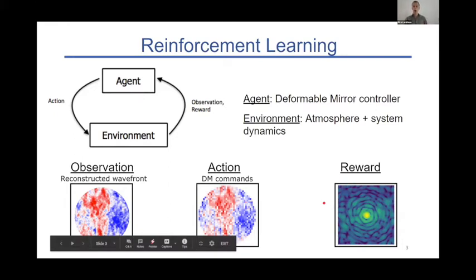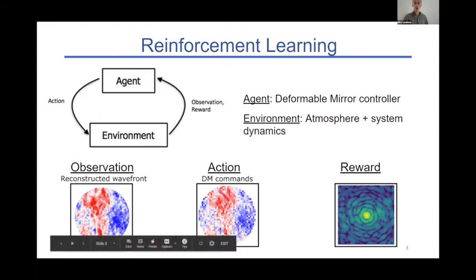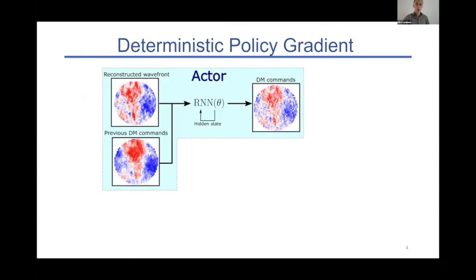For example, I can use the short exposure Strehl ratio in the focal plane as a reward. The goal of a reinforcement learning agent is to optimize the action such that we get the highest reward. That's the complete goal. So how do we do that? Well, in 5 minutes, I don't have time to explain the entire algorithm, but I will try to get the gist across. We use an algorithm called deterministic policy gradient.